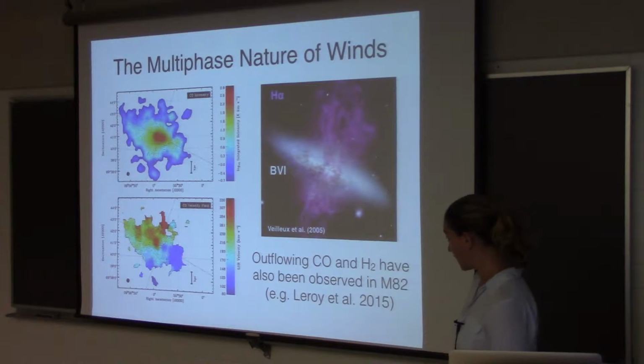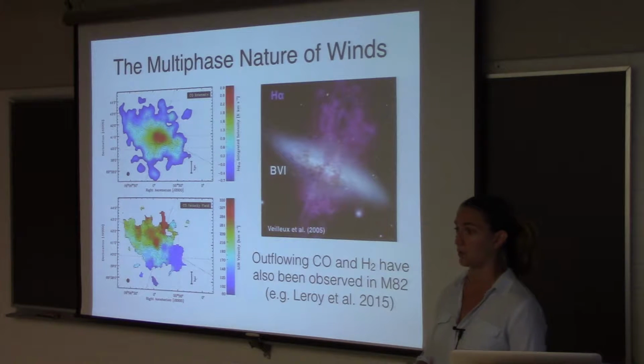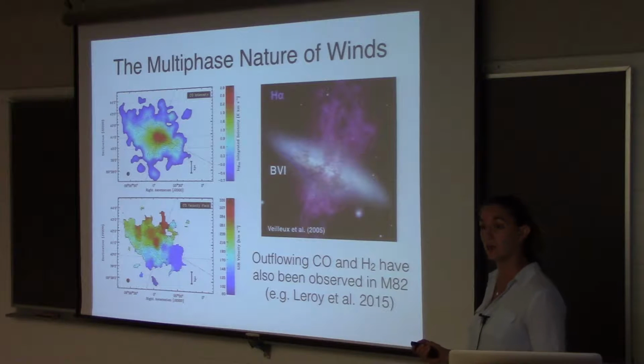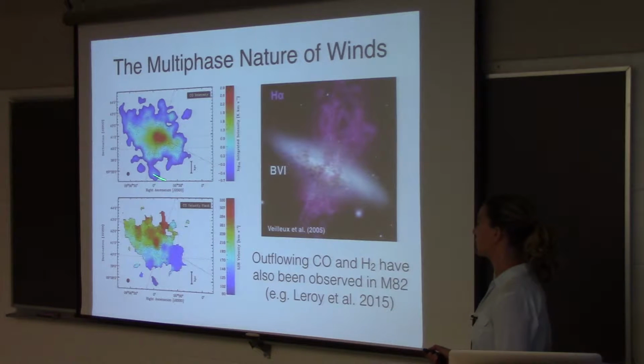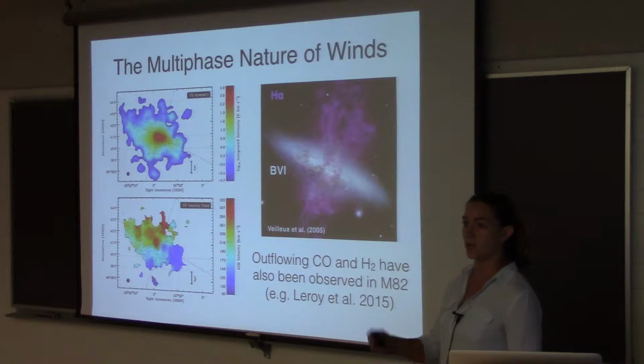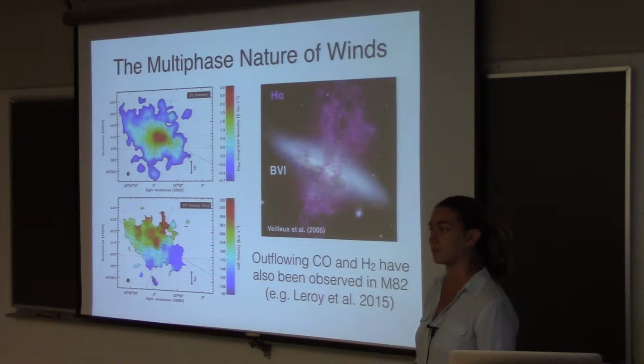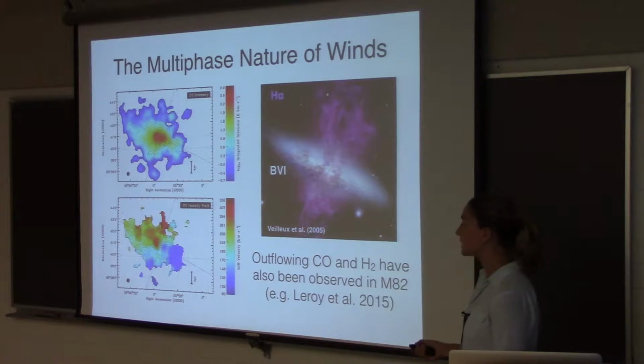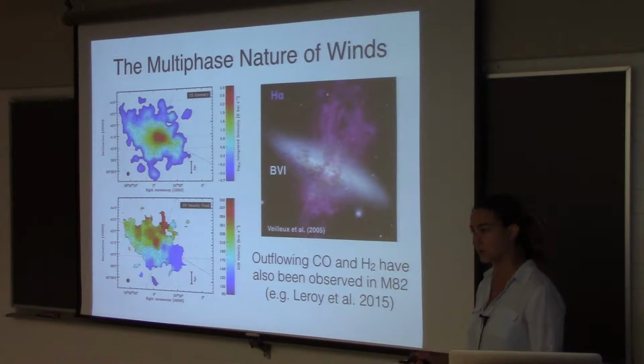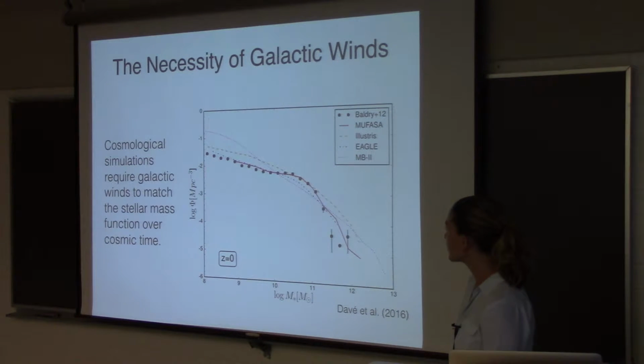Here's actually more images of M82. So this galaxy has also been observed to have molecular outflows. So here's just a map of CO intensity and velocity that shows that there's outflowing molecular gas near the disk of this galaxy. And so this really is a multi-phase wind. And in fact, we have observed that those different phases also appear to be traveling at different velocities. And so it's a very, very complex system.